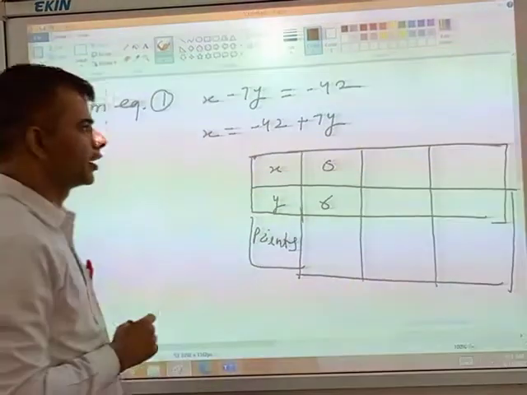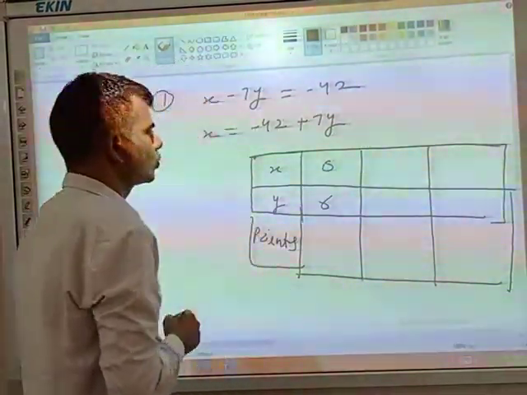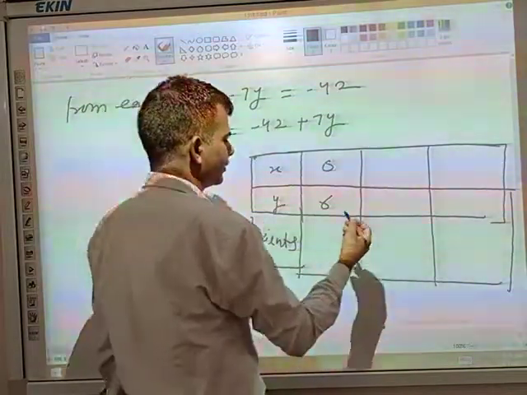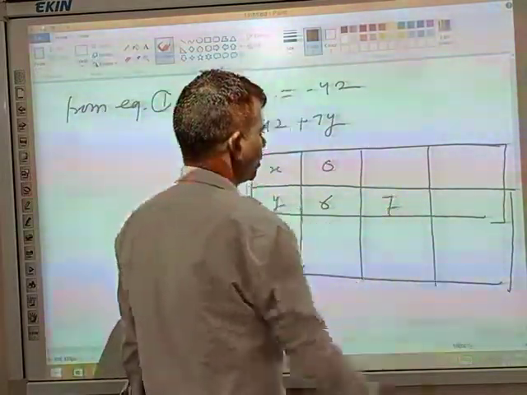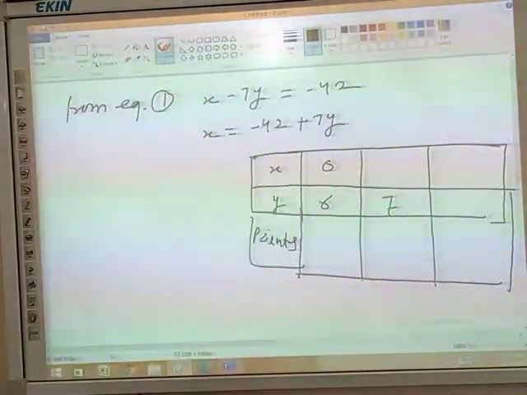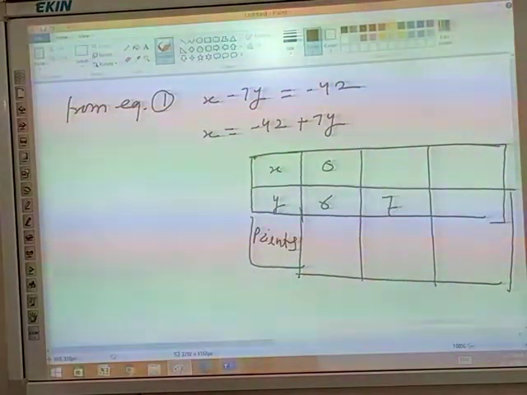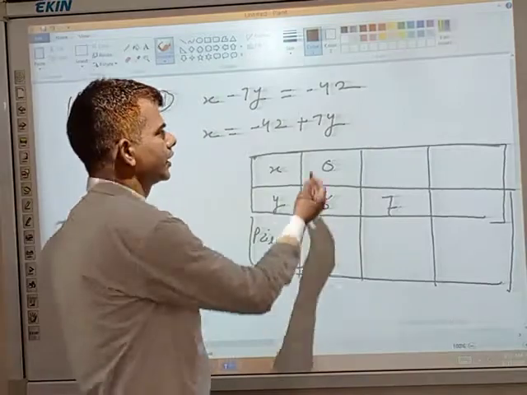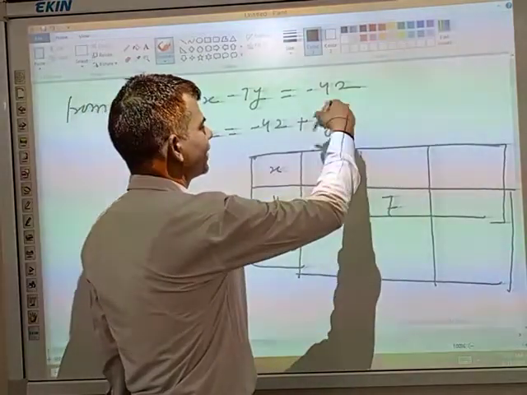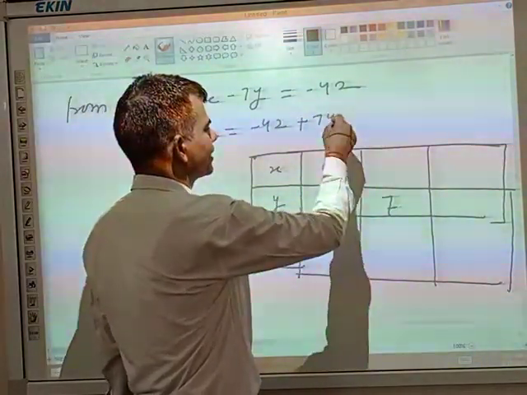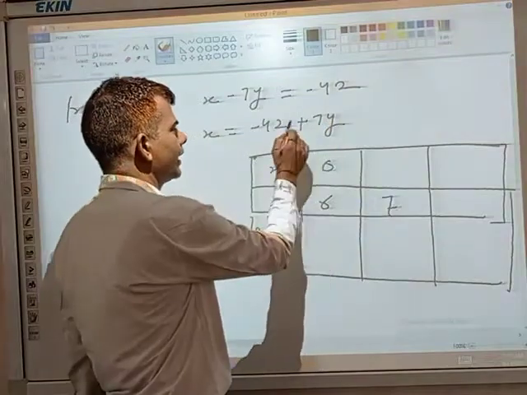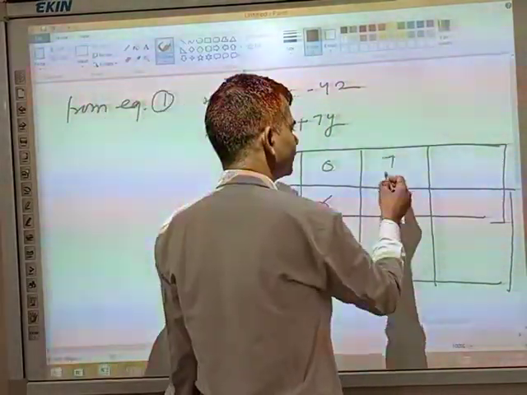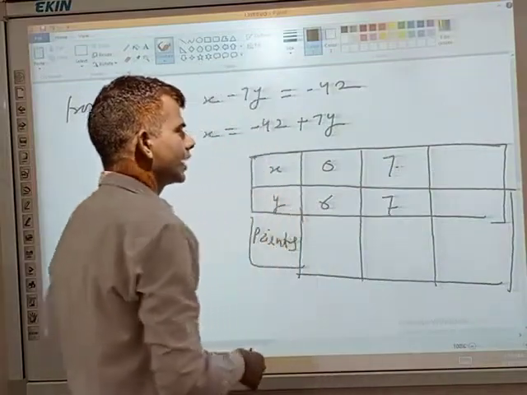Now students, we will take the value of y as 7. If we take the value of y as 7, 7 sevens are 49, 49 minus 42, that is 7. Students, any doubt?